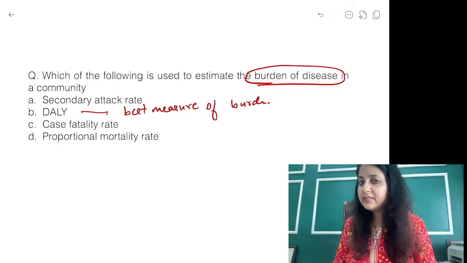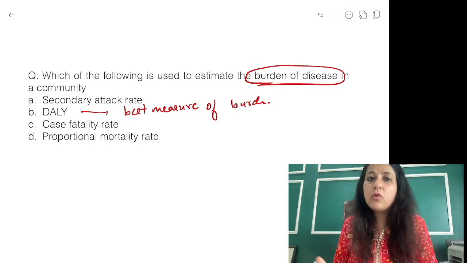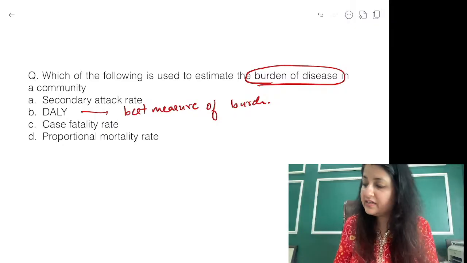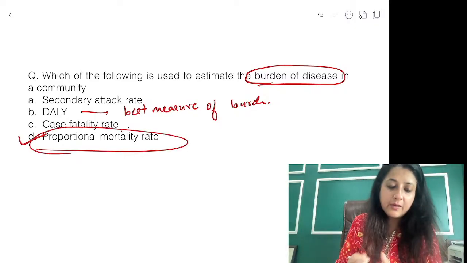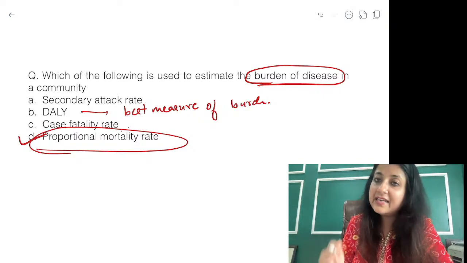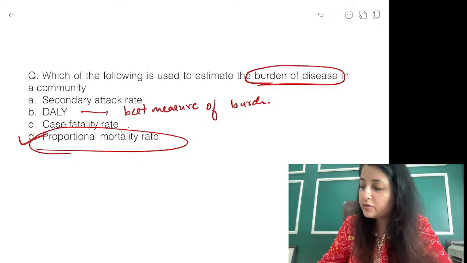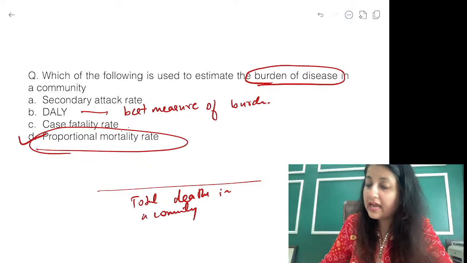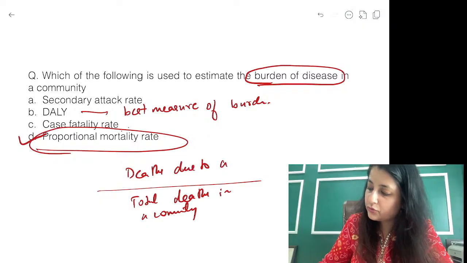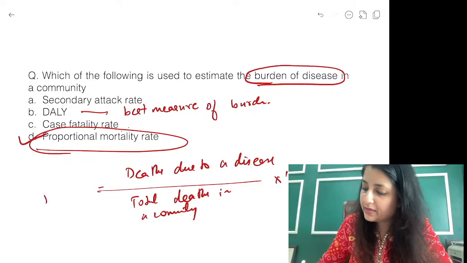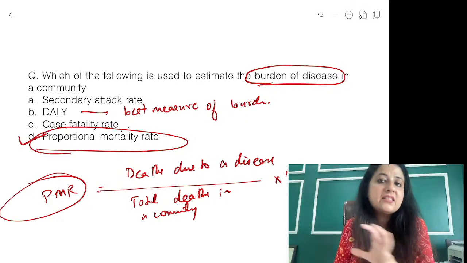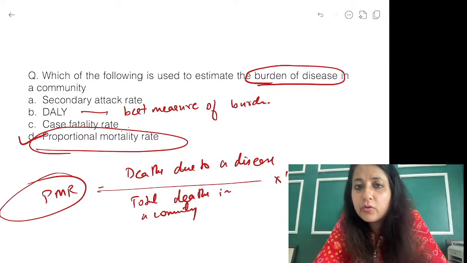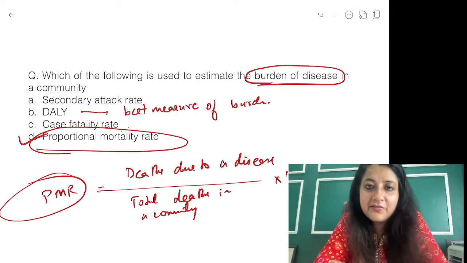If we have to estimate burden, I'm asking, I have to just go to the community. So what am I going to do? I am going to choose from these particular options. Secondary attack rate is communicability. It's not the burden. Case fatality rate is virulence. Burden of disease is proportional mortality rate. Not secondary. Secondary attack rate is transmissibility. That is not burden. Proportional mortality rate क्या होता है? Total deaths in a community. Alright, total deaths in a community, out of that, deaths due to a disease, into 100 again. This is PMR. I've told you proportional mortality rate is the simplest measure of burden of disease. अगर क्वेश्चन आता बर्डन देखना है डायबिटीज का कम्युनिटी में, we'll go and calculate the prevalence. Prevalence is proportion. Clear? Did you get it? Don't get confused. Look at me, everyone.